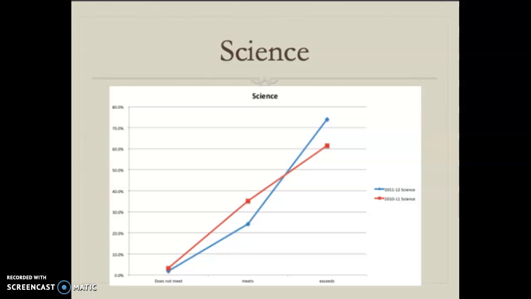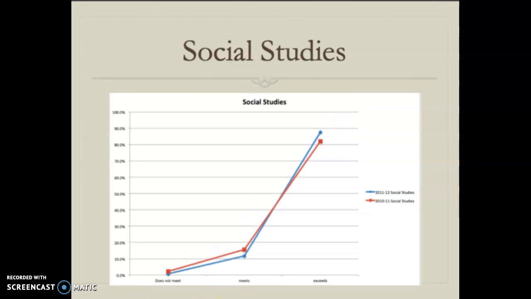Science was the subject that has actually increased the most. The data is very clear. It shows us that the students increased their knowledge, and the difference between the percentages is 12.4. That is a big increase. Last but not least, we have the social studies graph. We can see that social studies has also increased. The difference is 5.5.